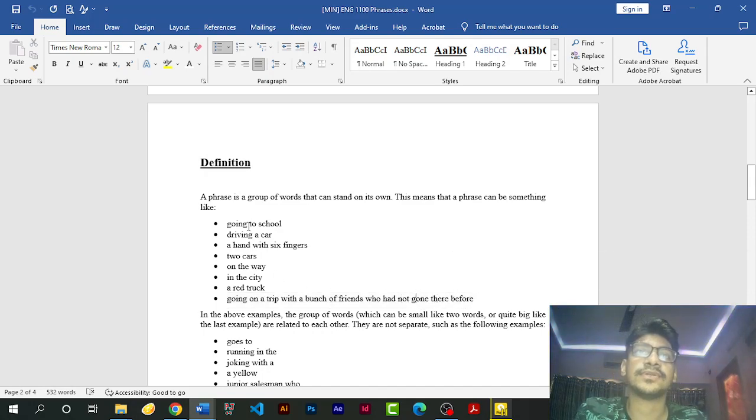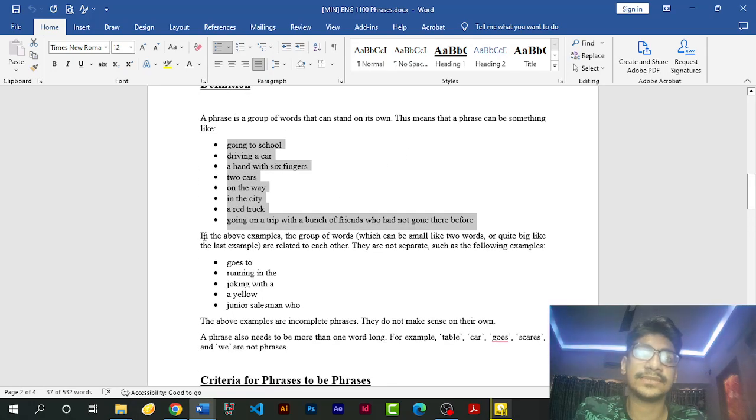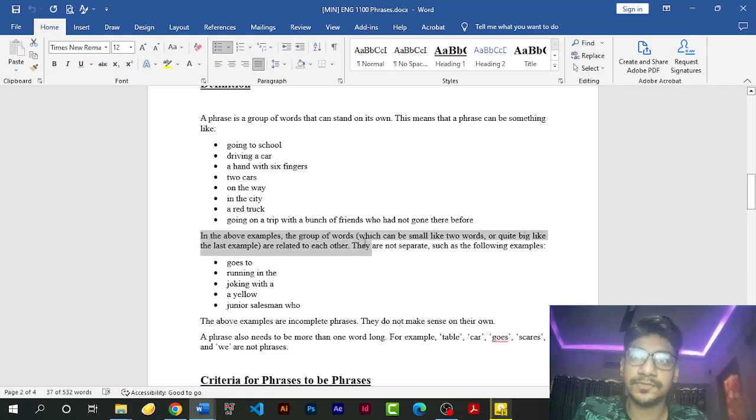Alright, looking at these examples, what do we have in common? Can we find any pattern? Yes, of course, we do find some patterns. In the above examples, the group of words can be small, like 2 words, for example, 2 cars. That's an example of a phrase which has 2 words. There can be other examples as well, like 2 fingers, going there, coming home. So these are also phrases, and phrases can also be quite big, especially the last example.